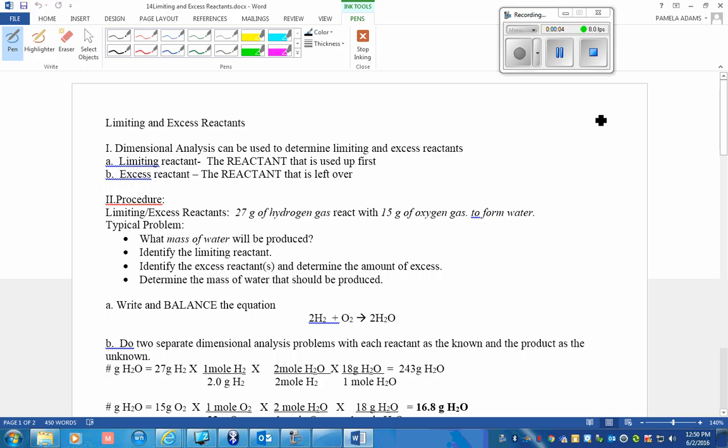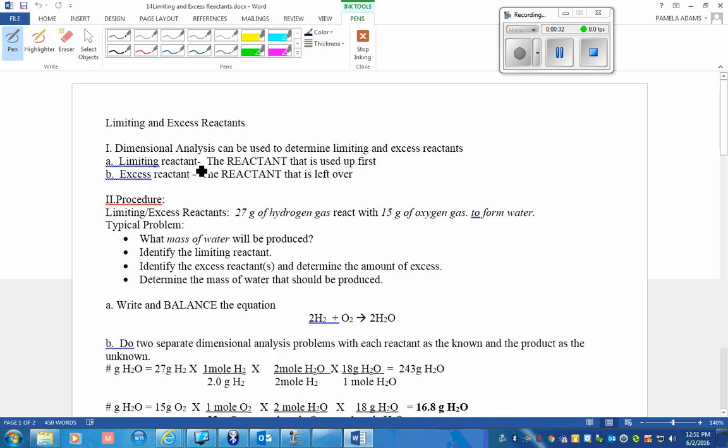It is a rare chemical equation where the reactants are in their stoichiometric perfect amounts. What I'm saying is they don't mutually run out at the same time. Usually one runs out before the other. And in true chemistry style, we have a fancy term for that.